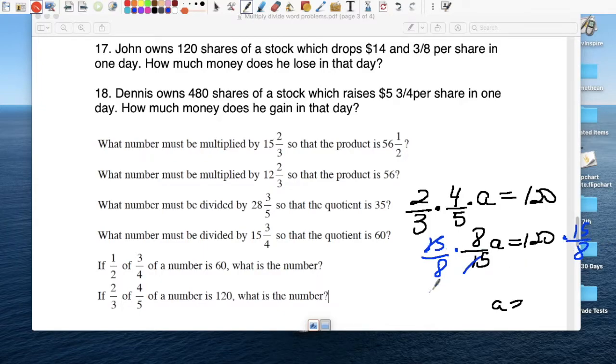That goes out, becomes 1. These two simplify to 1, and all I have left is A. Can I simplify 120 and 8? Yes, I can. 8 divided by 8 is 1. 120 divided by 8 is 15. Okay, and 15 times 15 is 225. The value of that letter here. So 2/3 of 4/5 of 225 equals 120. Okay, that's it. It's just a lot of work, but nothing too complicated.